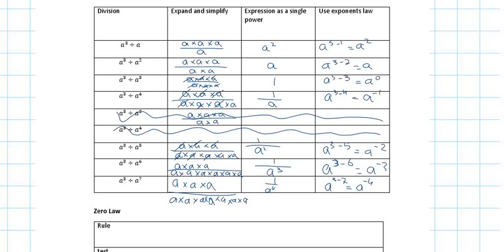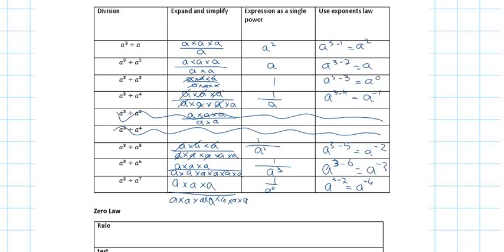What that means is a to the power of 0 is equal to 1. Now that's a whole new law that we're going to talk about. But let's look at the other ones. For example, when I have a to the power of 3 divided by a to the power of 4, using the exponent law, I got a to the power of negative 1. But when I did the expand and simplify, I got 1 over a.